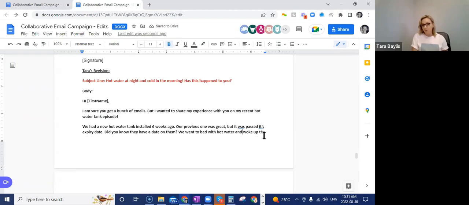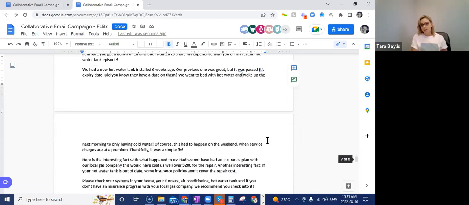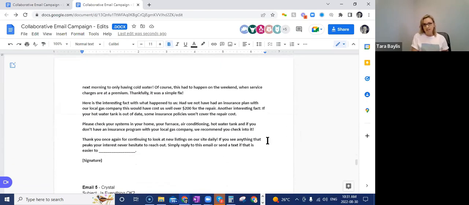Okay, we had a new hot water tank installed 6 weeks ago. Our previous one was great, but it was past its expiry date. Did you know they had a date on them? We went to bed with hot water and woke up the next morning to only having cold water. Of course, this had to happen on the weekend when service charges are at a premium. Thankfully, it was a simple fix.